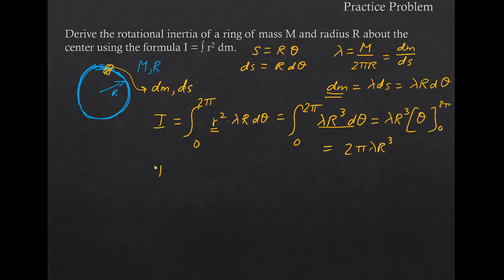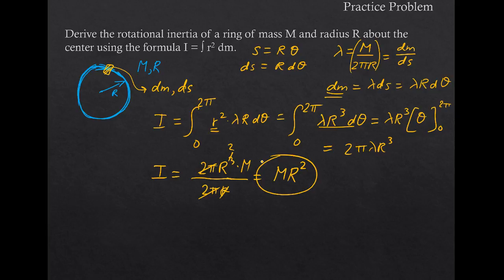The last thing we need to do is get that lambda out of there and recall that it's m over 2 pi r. So it's going to be 2 pi r cubed times m over 2 pi r. And we get the not so surprising result that I is equal to m r squared.